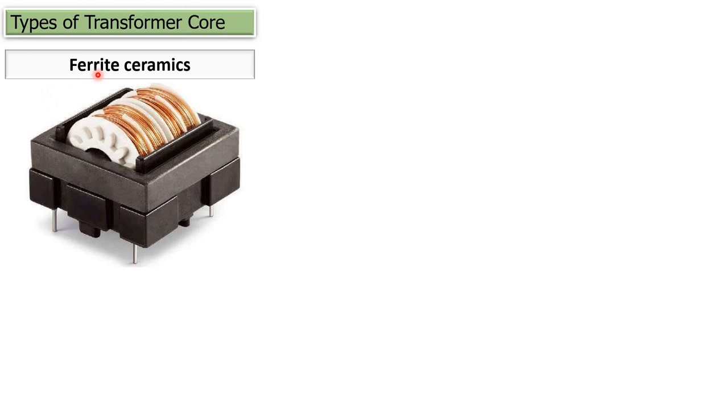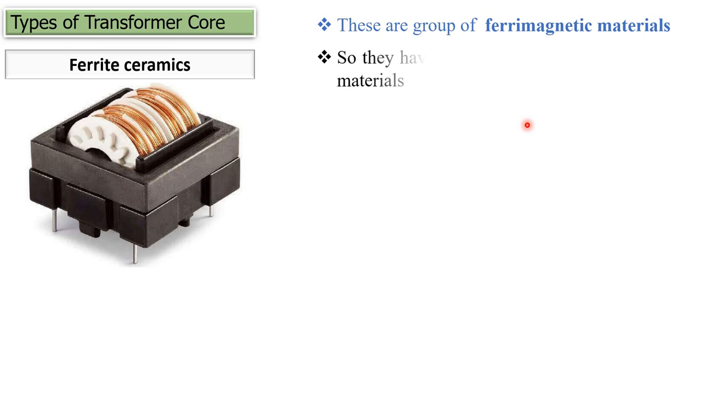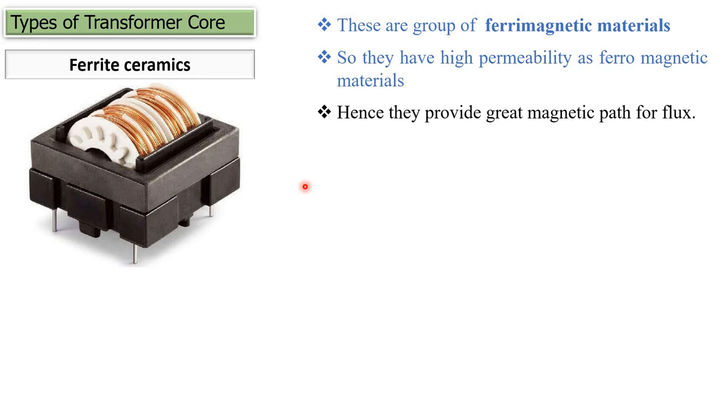Now we have studied ferrimagnetic materials in the classification of magnetic materials. So ferrite is actually a group of ferrimagnetic materials. And you know ferrimagnetic materials are combinations of ferromagnetic and antiferromagnetic materials. So ferrimagnetic materials have magnetization similar to ferromagnetic materials. That's why they have high permeability. So ferrite ceramics have high permeability as ferromagnetic materials, and that's why they provide a greater magnetic path for the flux from primary to secondary.